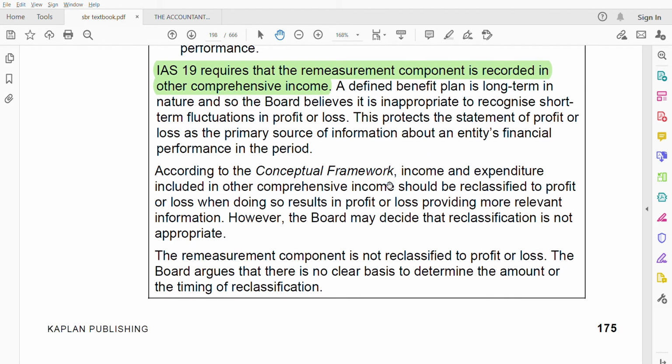Now, according to the conceptual framework, what did they say about income and expense? That income and expense should be in OCI and it should be reclassified to profit and loss when doing so results in profit or loss providing more relevant information, right?